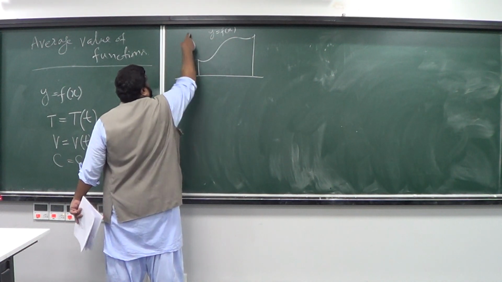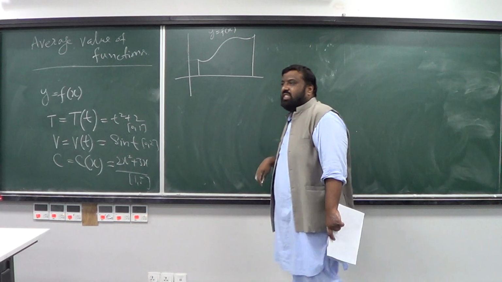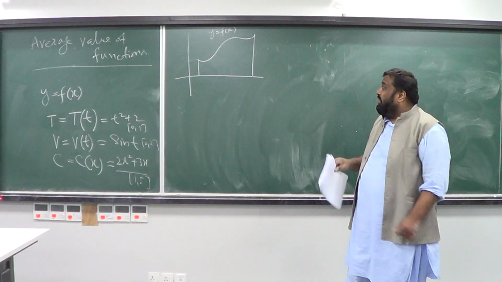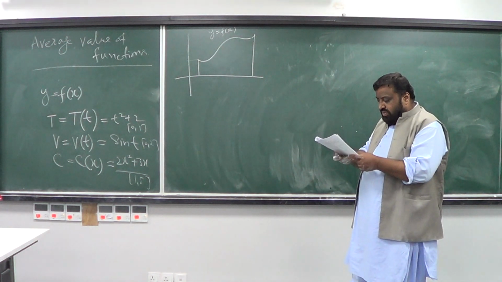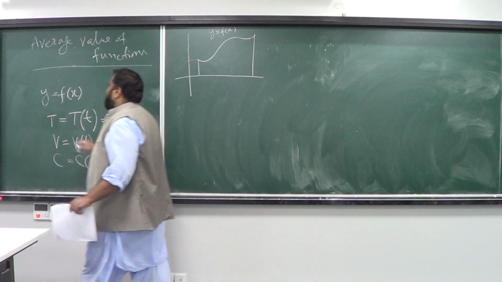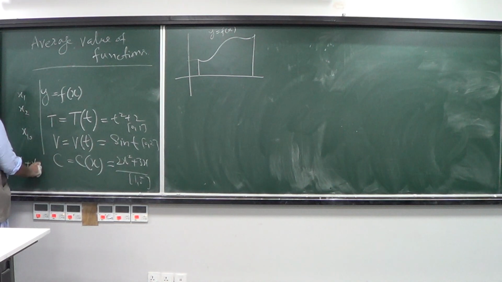What is the average of all these values? This is what I would like to compute. So how do you compute the average value in particular? If you have been given, for example, some data x1, x2, up to x10, these are some numbers and you need to compute their average. How are you going to compute it? You're going to sum them up and divide by the total number of objects.